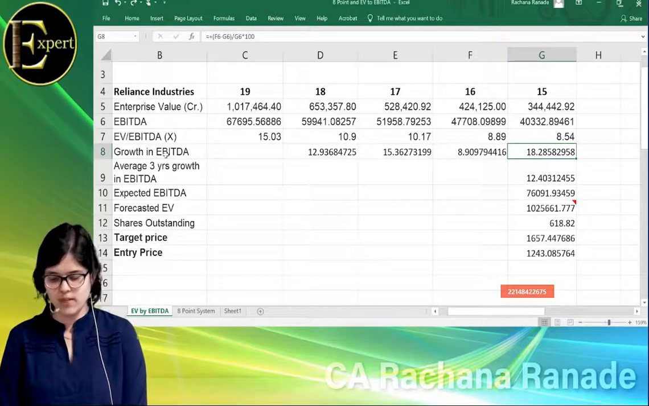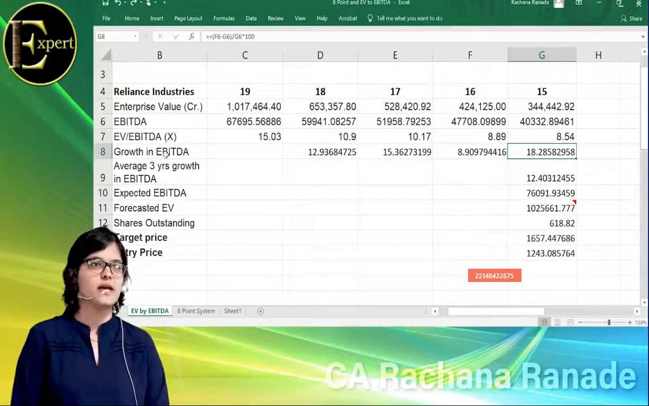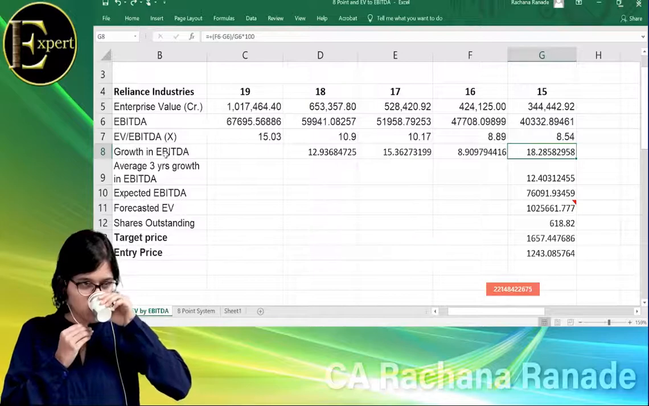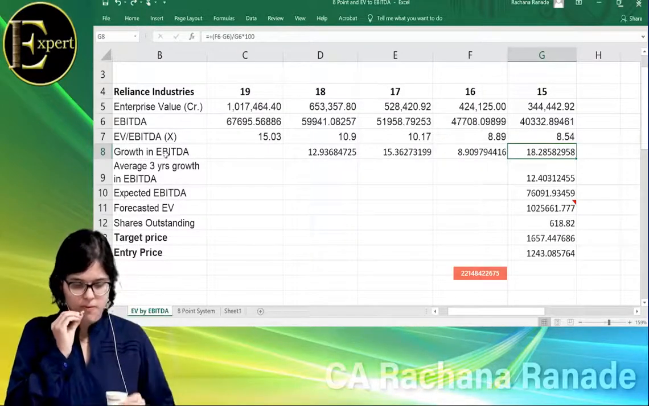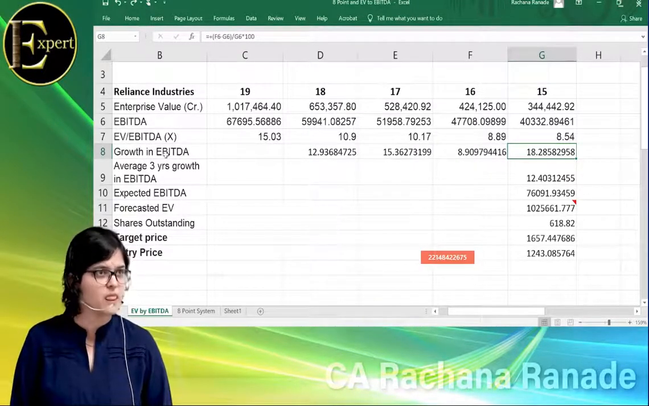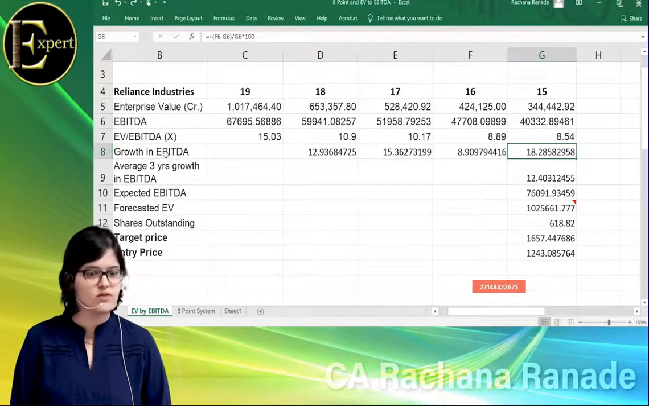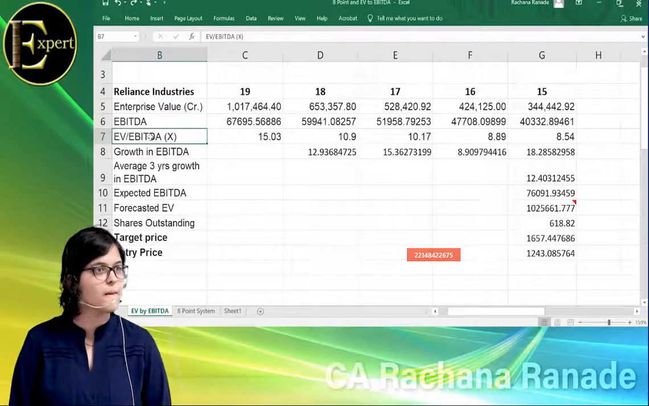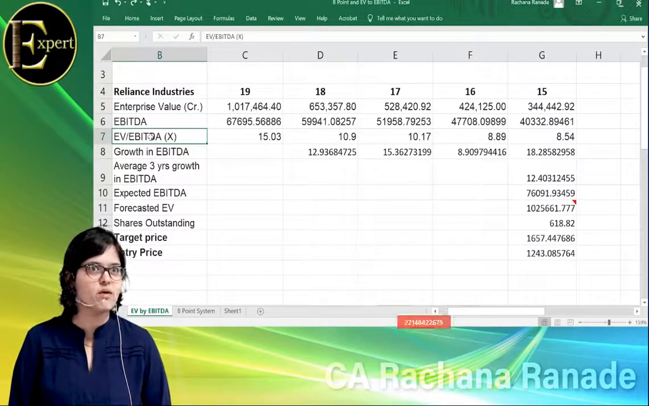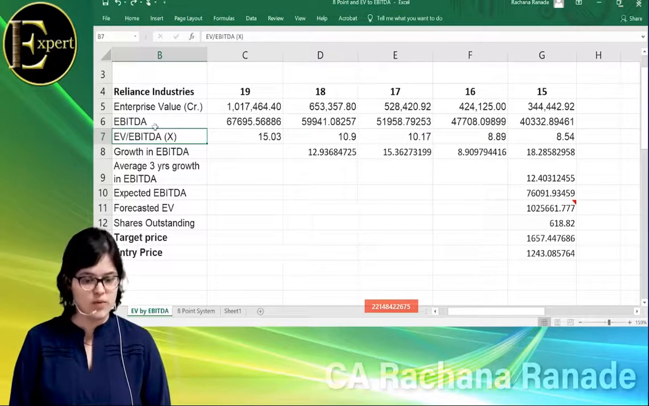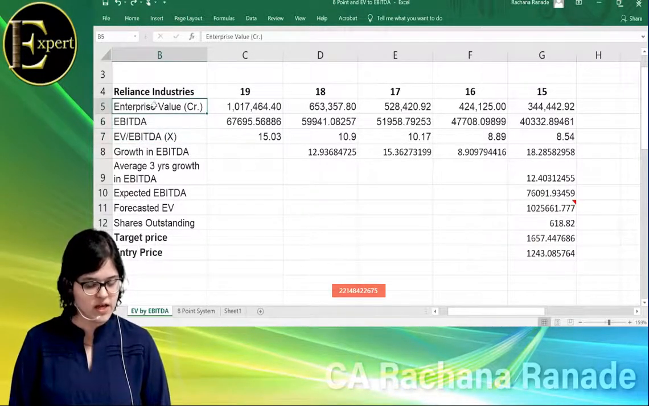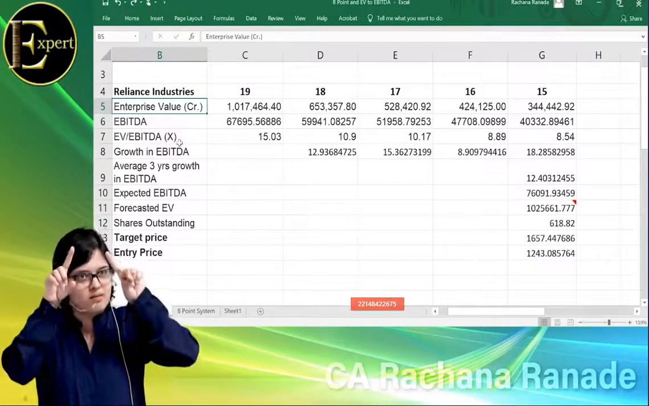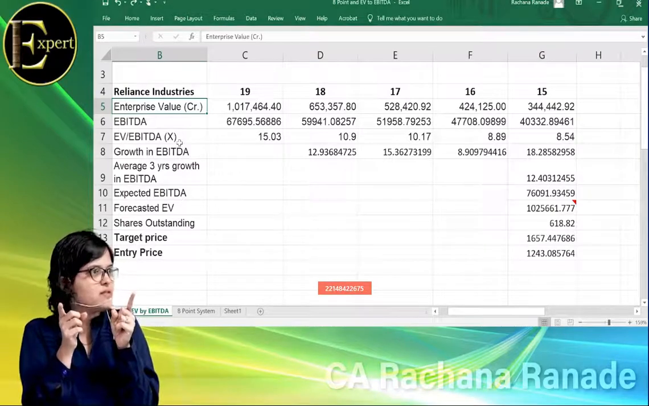Yes, what will be step number 3? Calculate EBITDA. And how would we calculate EBITDA? That formula was there. Matlab, this is mathematics, na? This is EV. We know what is EV by EBITDA. So what will be the value? How will we calculate EBITDA? It will be EV divided by EV by EBITDA. That value, X. Okay?